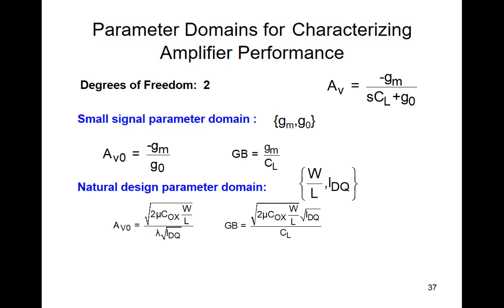So now I'm starting to get some insight into the design, because my parameters of interest are now expressed only in terms of my design variables, W over L and IDQ, and parameters which I can't control, which are characteristics of the process: mu, Cox, lambda, and CL. Okay.